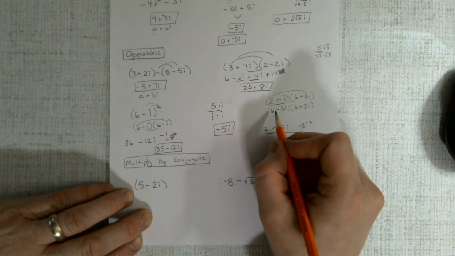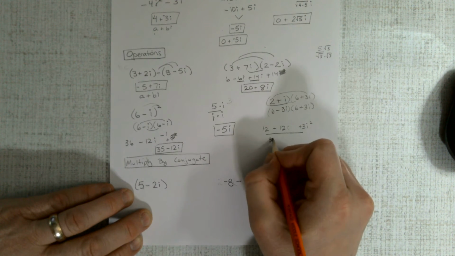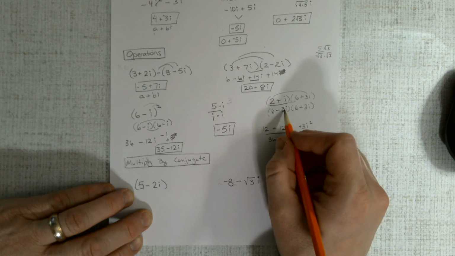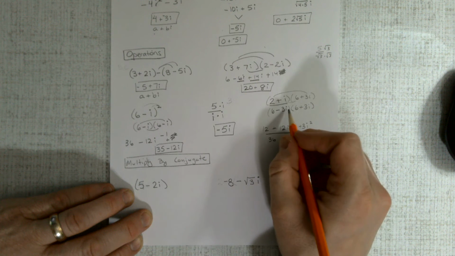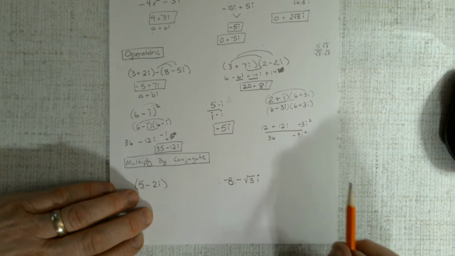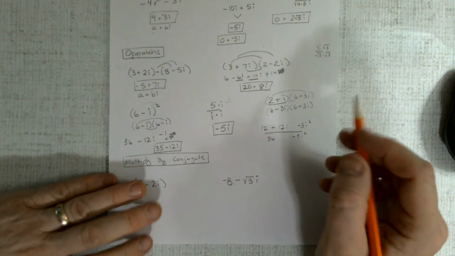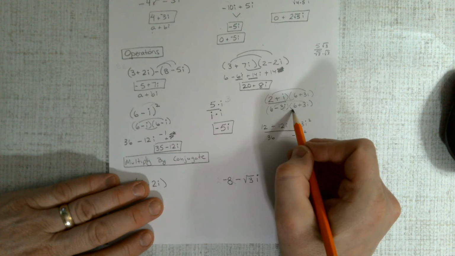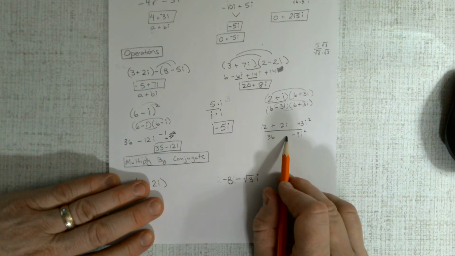Alright, on the bottom, 6 times 6 is 36 in the front. Negative times a positive is a negative. 3 times 3 is 9. i times i is i squared. And the reason why we do this is the middles cancel out. We have 18i and a negative 18i. That's nothing. There's nothing in the middle.